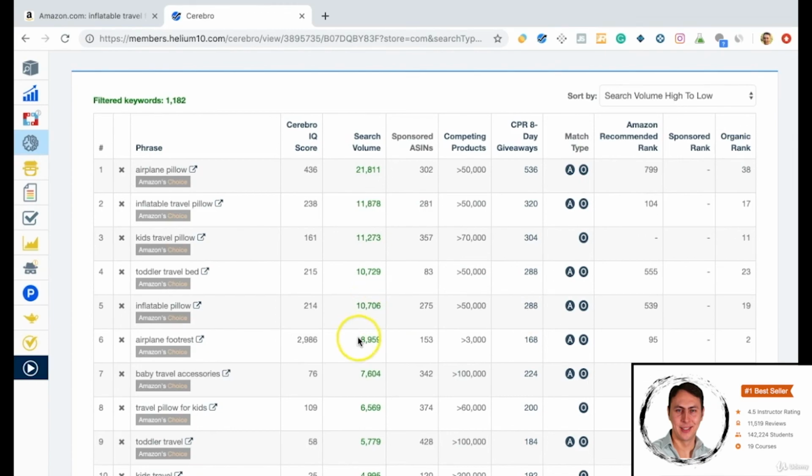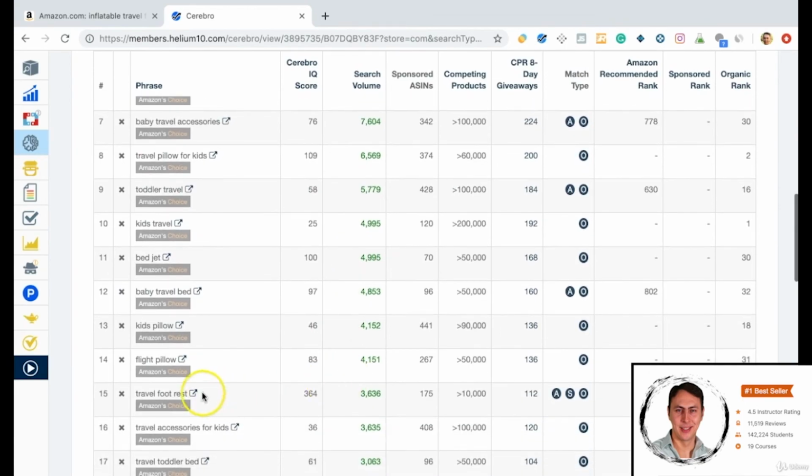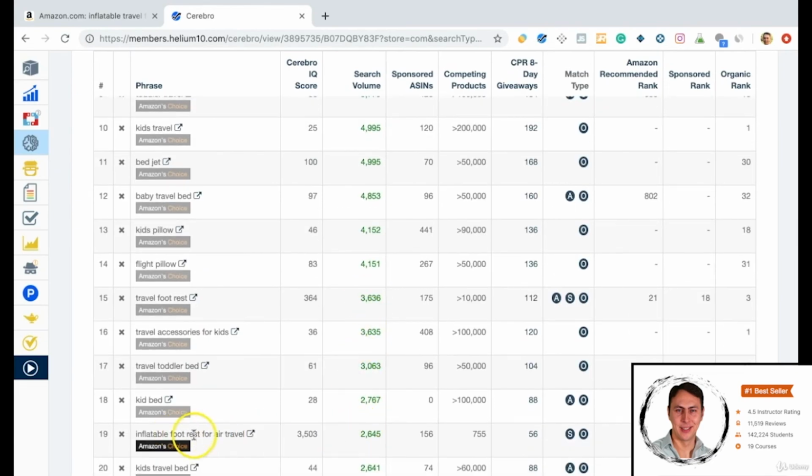Let's find some good words related to our product from the list. For example, "travel food rest" is a word that has been searched 3,600 times. In order to come to the first page with this word, you should make 30 giveaways. You can sell 4 to 5 units per day when you come to the first page after 30 giveaways. This is our first word, and another one is "inflatable footrest for air travel" with a 2,645 search volume. Let's choose this word too. When you give away 25 units of product, you can come to the first page.